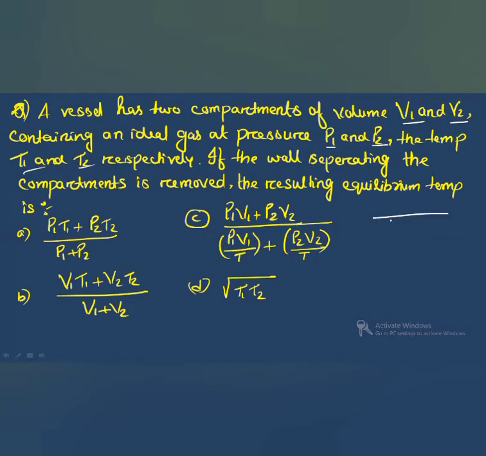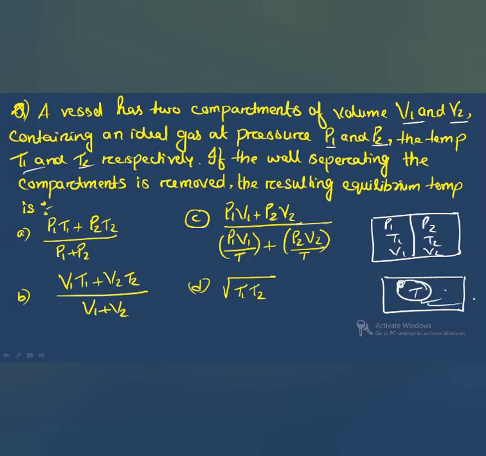Suppose these are the two compartments. P1 and P2 are the pressures, T1 and T2 are the temperatures, V1 and V2 are the volumes. The compartment was having a wall, and that wall is removed. Then you need to find the equilibrium temperature. This is also going to be very easy. We will use the calorimetry principle.